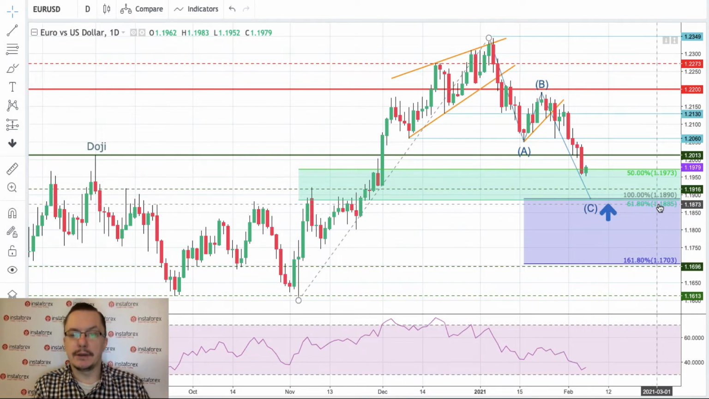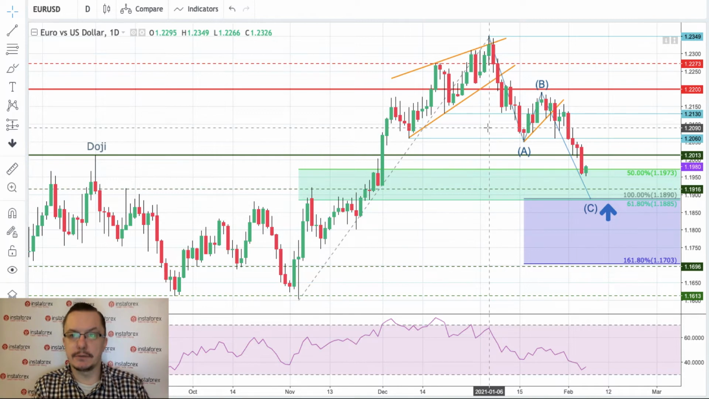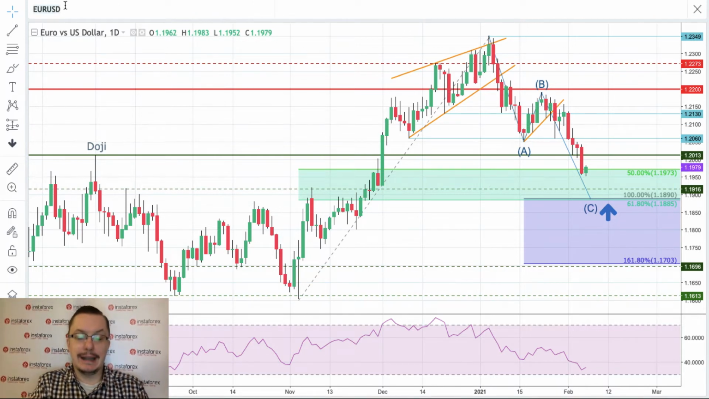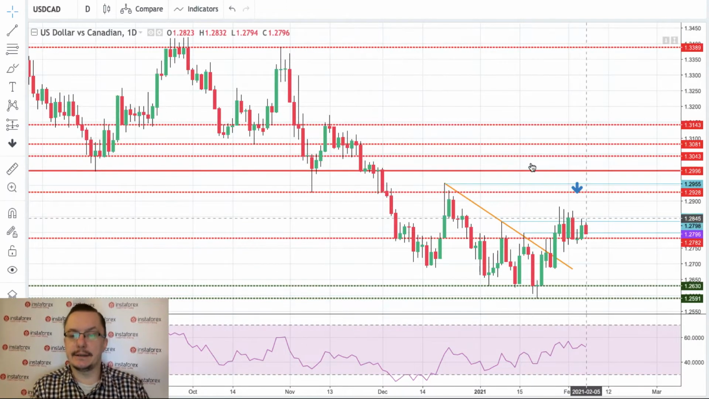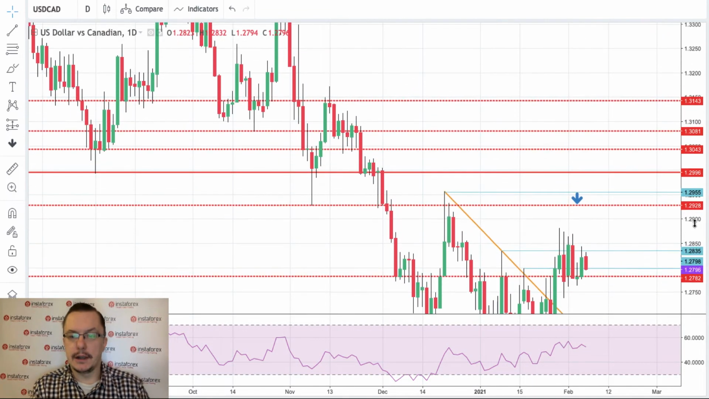So please wait for the data. Maybe that will trigger some sort of movement on the euro dollar. And the last one, US dollar to the CAD. Let's take a look at this pair. What is going on here?